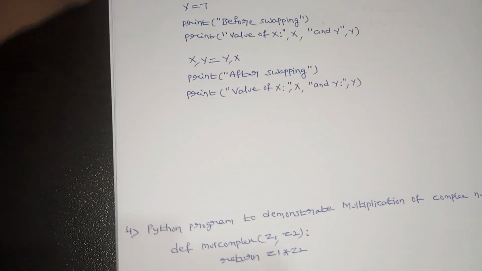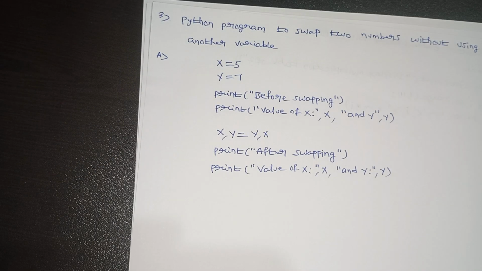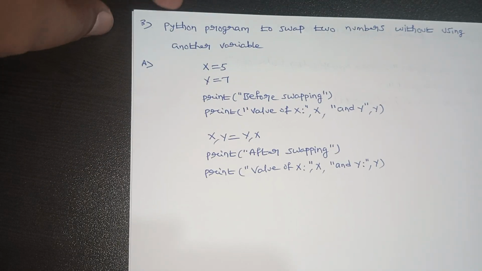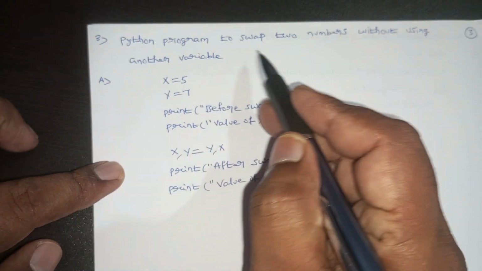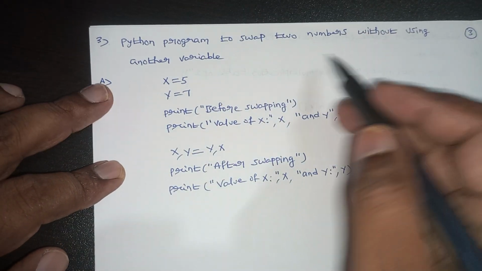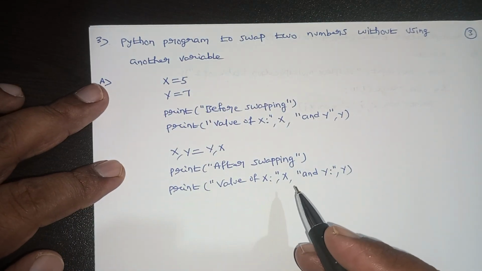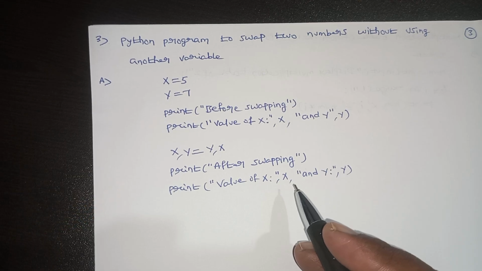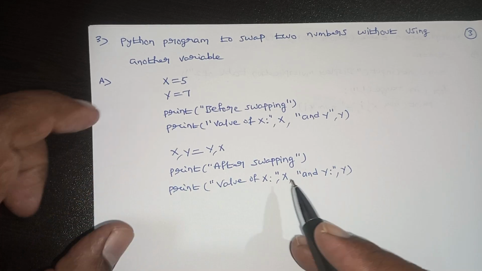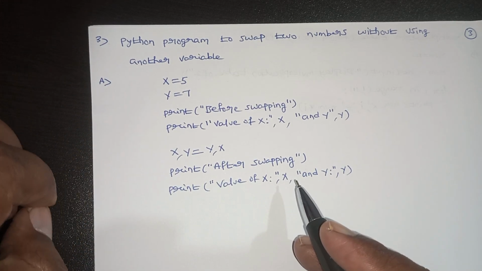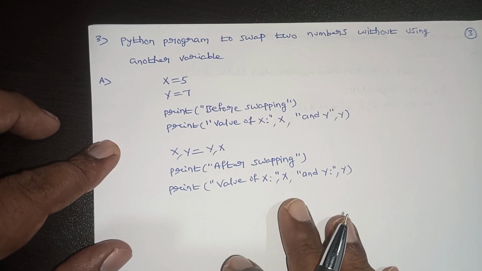Now take one more program. Now coming to the next program: Python program to swap two numbers without using another variable. Have you got an idea? In the C programming language, we swap two numbers using a temporary variable. But coming to this program, we are not using any extra variable. Only two variables are enough. See, Python is very easy compared to the C programming language.